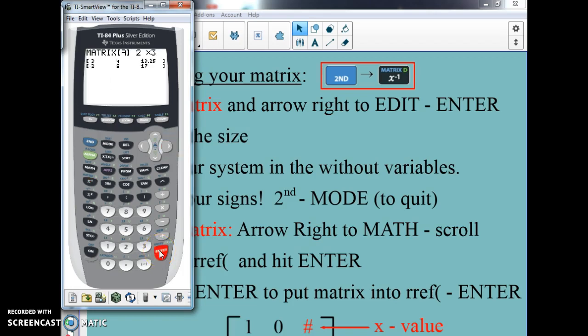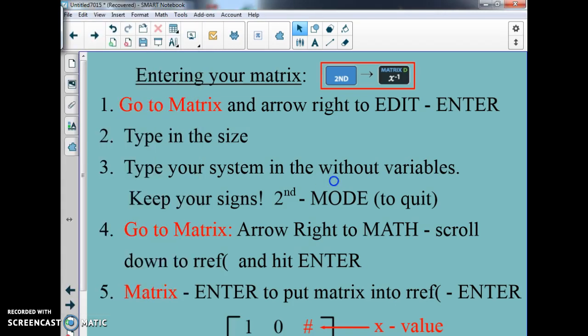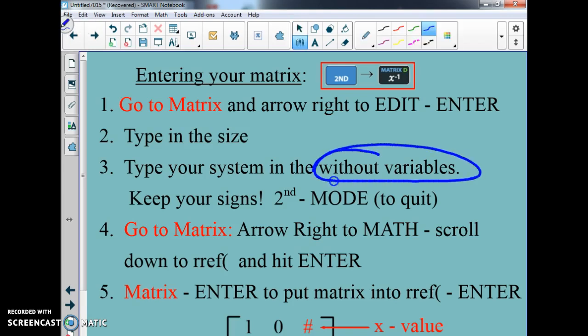Okay. I'm then going to enter the size of the matrix. In this case, I have a 2 by 3 matrix, so I enter the size there. And then I go ahead and I type my system in without variables. Again, it's very important that you're typing this in without variables, okay? Also, keep your signs. Do not drop negative signs just because you don't like negatives, all right?